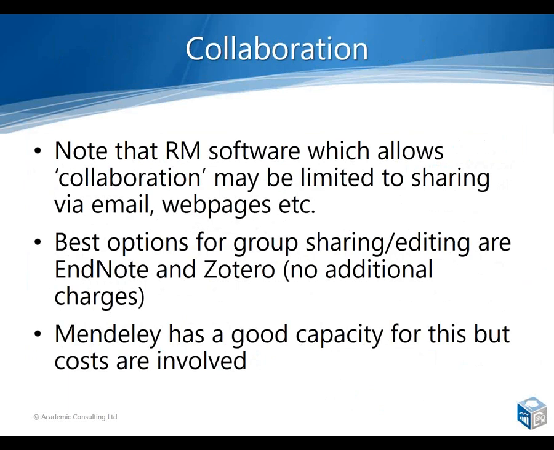And just a last note about collaboration before we finish off. Be a little bit wary when you're looking for RM software. When it says collaboration, sometimes it just means that you can share with colleagues via email or published web pages. And to me, that's actually not collaboration. Collaboration to me is having a group of researchers that can all access the same database, they can edit it, and they can use it for writing papers. So in terms of if you're wanting to do that, Zotero would absolutely be my pick.